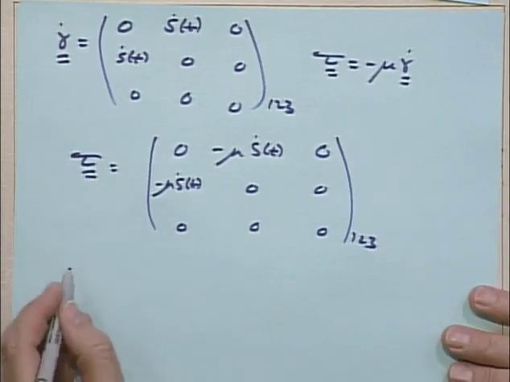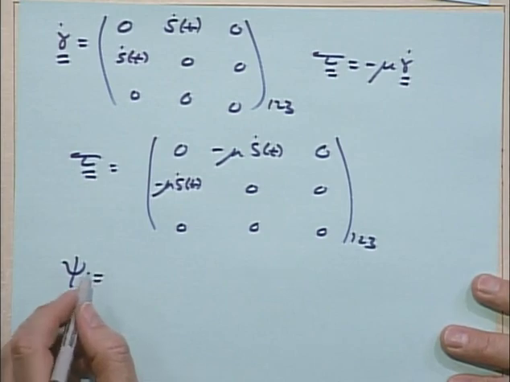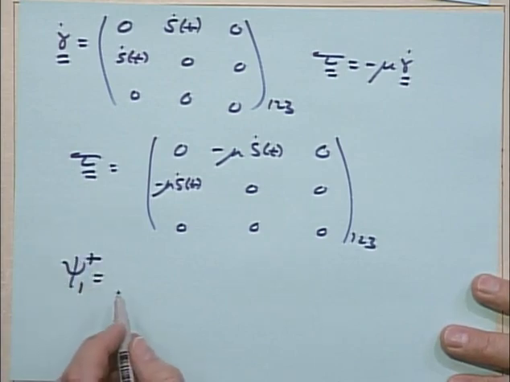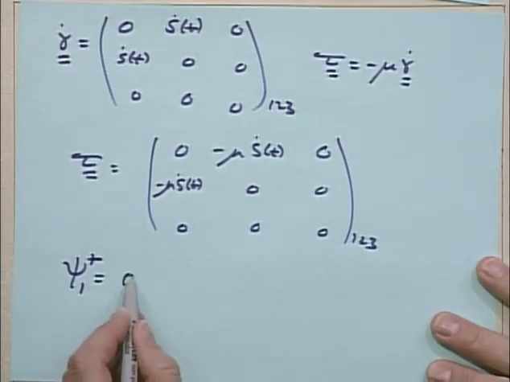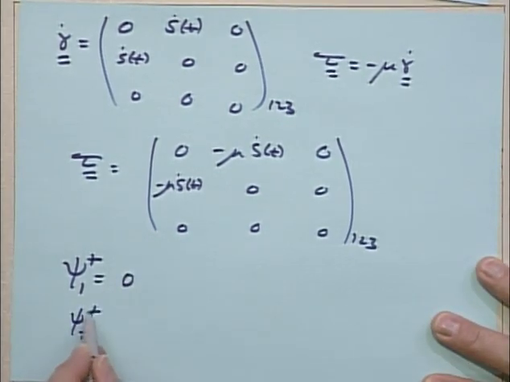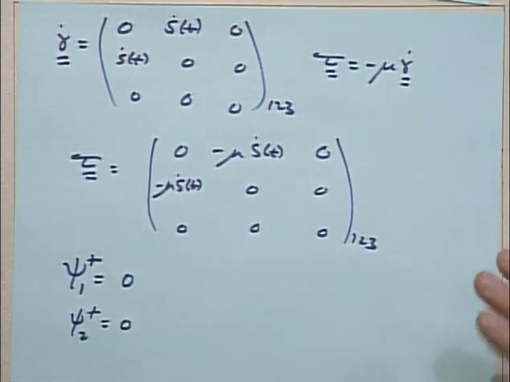So for starters, psi 1 plus is 0. Look back at the definition. It's tau 1,1 minus tau 2,2, and those are both 0. And psi 2 plus is tau 2,2 minus tau 3,3, which are both 0. So once again, the normal stress portions are 0. So nothing changed by making it unsteady flow. The normal stresses didn't change.